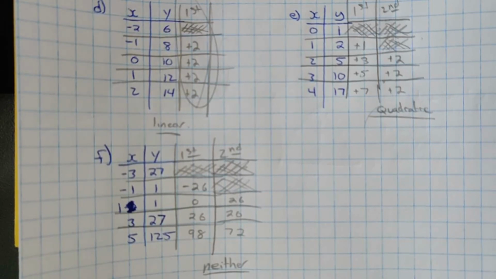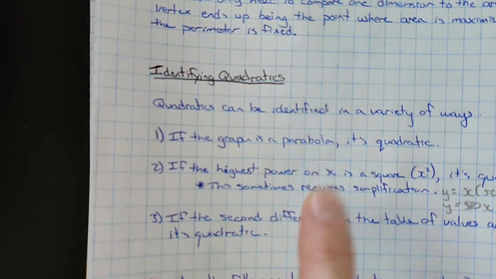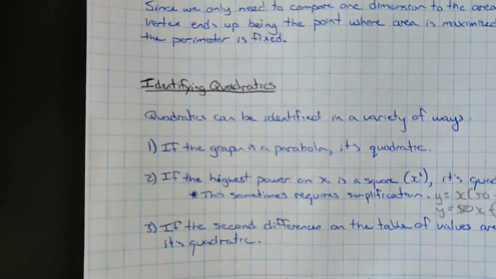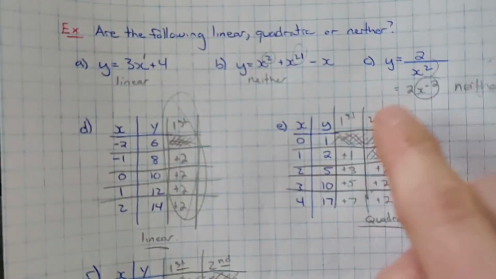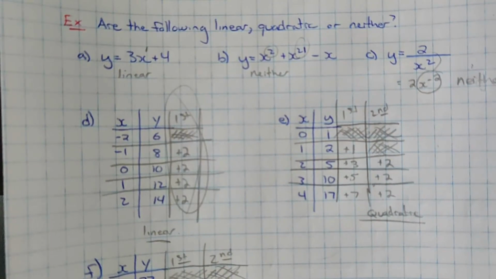So that's neither. So when we're identifying quadratics, again, as long as you got a parabola, it's quadratic. Highest power on x is a 2, quadratic. And then if the second differences on the table are the same, it's quadratic. And that's how you can identify a quadratic equation.